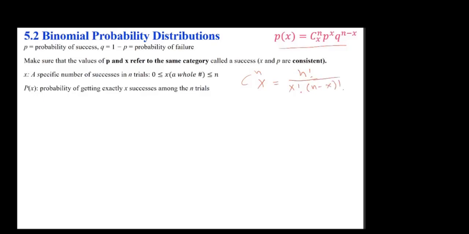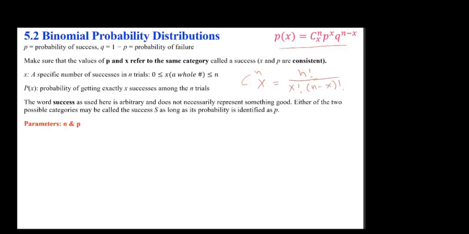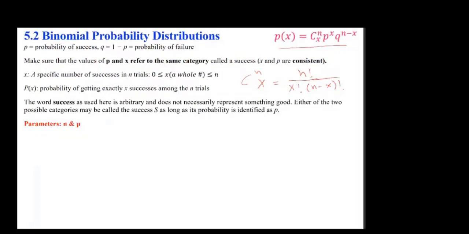That is the combination. The word success as used here is arbitrary and does not necessarily represent something good. Either of the 2 possible categories may be called a success S as long as its probability is identified as P. It's important to understand success doesn't necessarily mean something positive. Success refers to what we are looking at. And whenever you're dealing with BD, short for binomial, you gotta be able to come up with n and p. Those are the parameters of the binomial distribution.